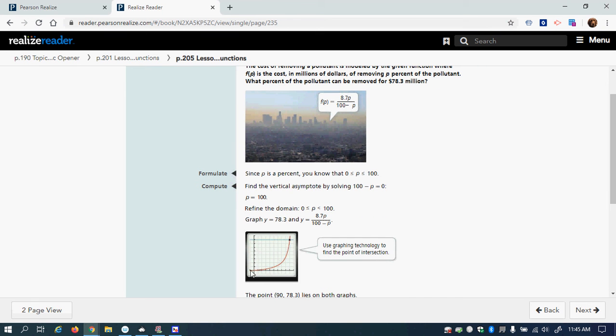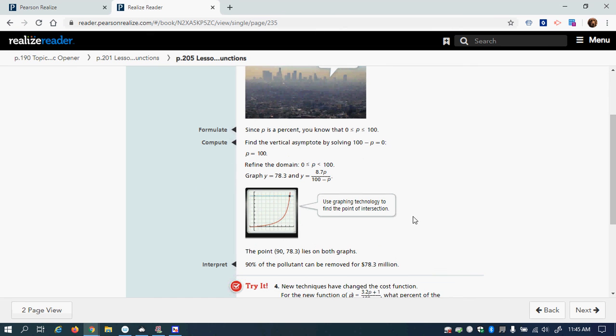So as we start to clean it up, the cost keeps going up more and more until it's up to the $78.3 million. So where the two intersect, which happens to be at 90, 78.3, that tells us that we would probably remove 90% of the pollutant for this amount of money, 78.3 million. So that's what they're doing here.